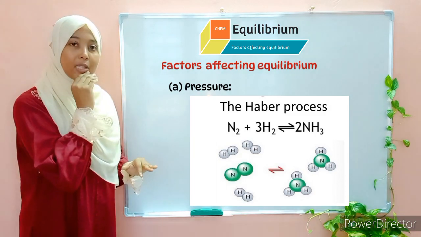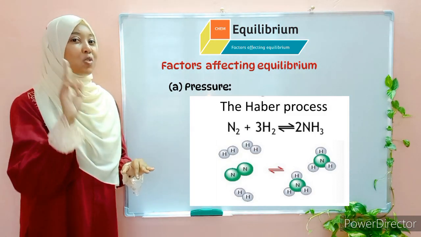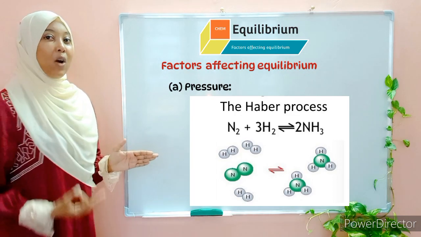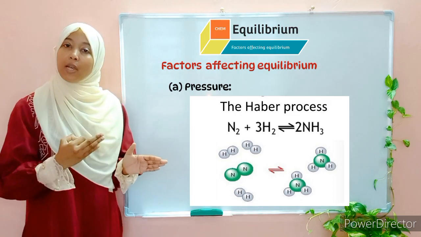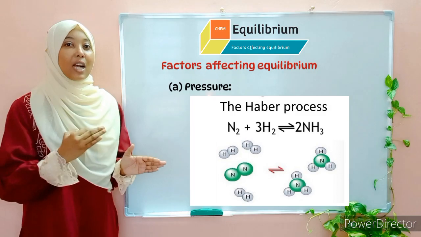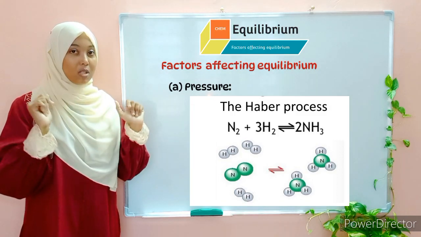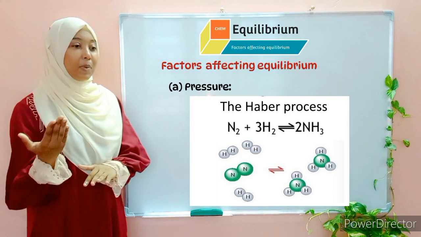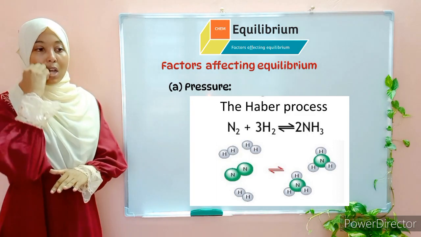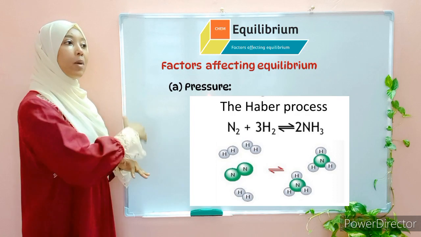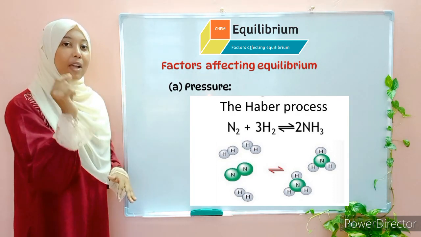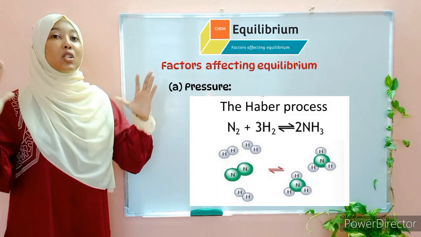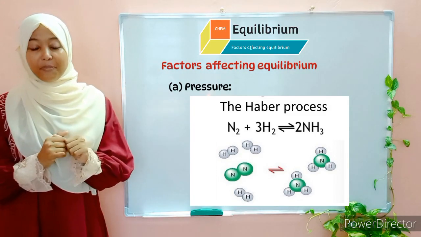What about on the product side? We have only 2 moles of ammonia gas being formed. So, 4, 2. Now, a reminder, an increase in pressure favors the reaction that has fewer moles or fewer molecules. So, if we want to increase the pressure, the equilibrium will shift to the right, and therefore the forward reaction will be favored. That means a higher yield of ammonia will be produced.